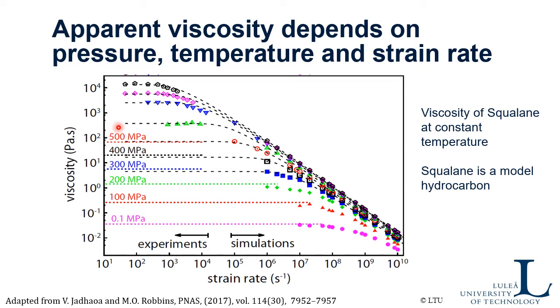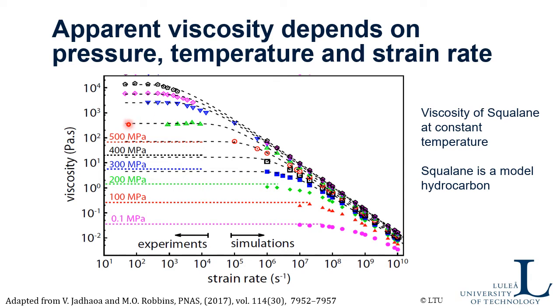But when you start shearing it at low pressure, 0.1 megapascal only, you can shear it up to say 100 million or even 1 billion reciprocal seconds, and there is not much shear thinning of the oil. This is squalane, a kind of model hydrocarbon.